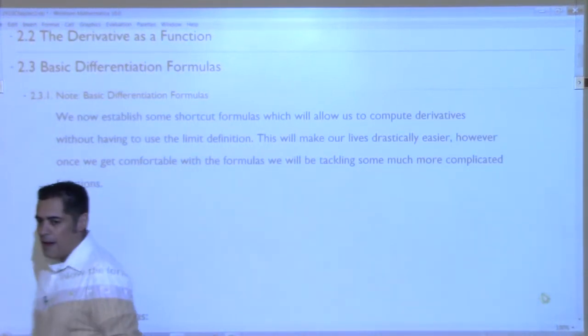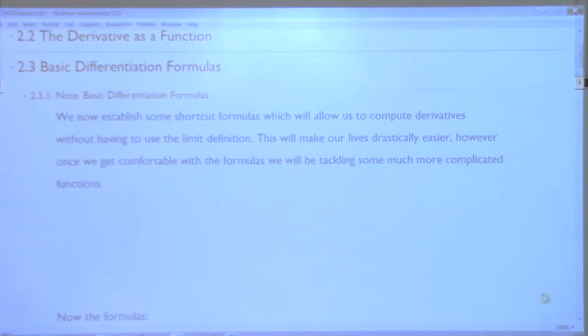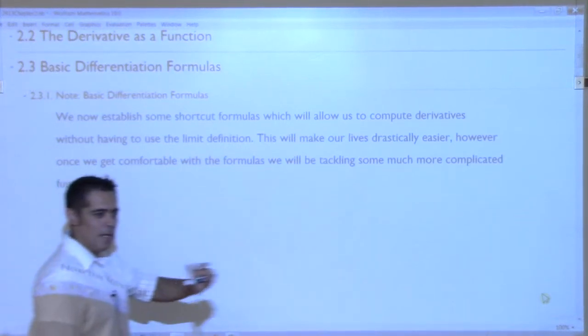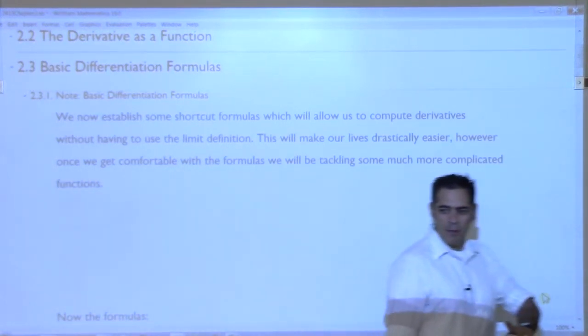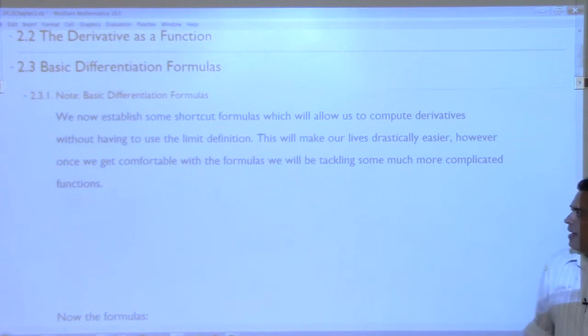So what we're going to get now are some formulas. And I promised that these would come. Remember, I told you that there would be a lot of suffering with the limit. And then at some point we would give you formulas that would be shortcuts. And then you'd be super happy, at least for like a day.